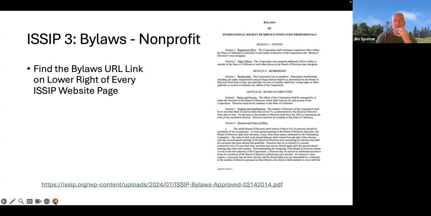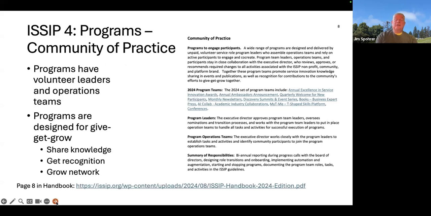specific every month. The bylaws: ISSIP is a nonprofit. That's what allows it to get donations, to pay for the platform, pay for an executive director, sponsor some conferences and recognitions and awards, and build up an ISSIP foundation. So the nonprofit bylaws can be found again on every page of the ISSIP website down in the lower right-hand corner. I think bylaws are above handbook, but you can click on that and read the bylaws. And of course, I'm a board member of ISSIP, and all board members have to be very familiar with the bylaws.